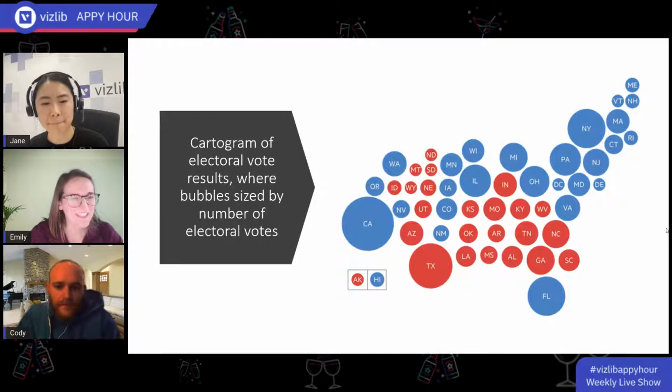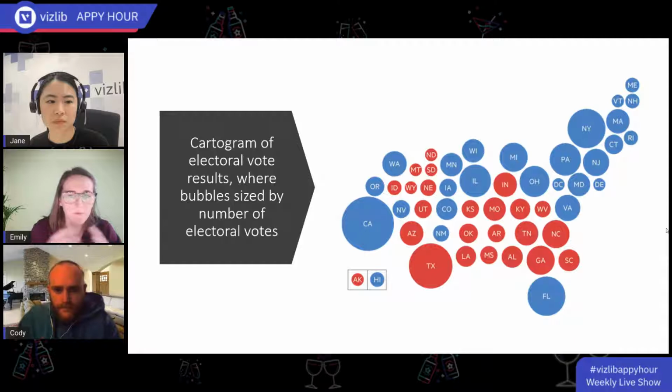Now we have another version of that. I think this one gets a little bit more clear because we can see the same states that are represented, and the size of the bubble represents the number of electoral votes each of those states has. They're laid out in a similar fashion to the United States, but they're not expected to represent the states in any way. So this one I think is kind of neat.